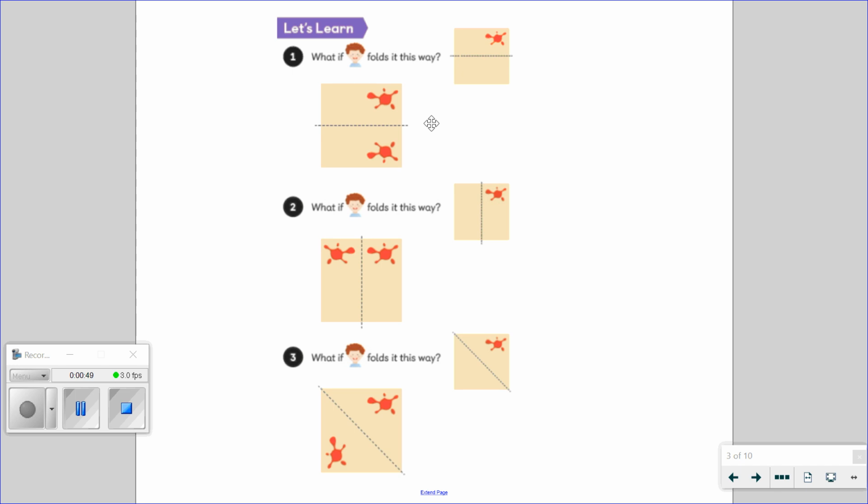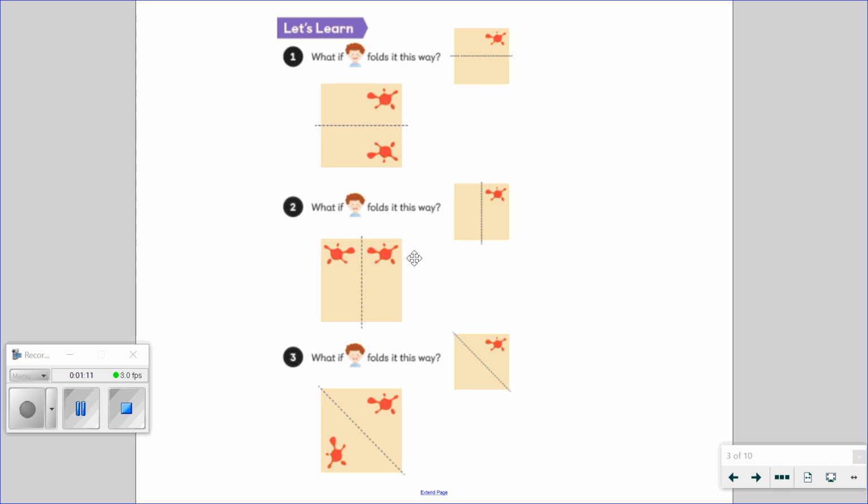So let's learn one shows us what's happened if Elliot folds it horizontally. We can see that the blob of paint has been reflected the same distance from the line in the bottom right corner, a mirror image. Did you fold your paper this way?